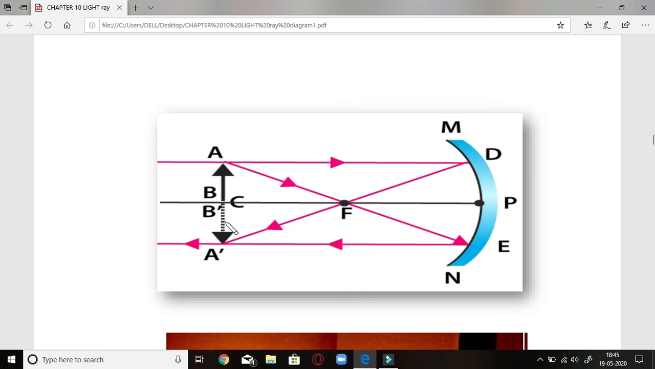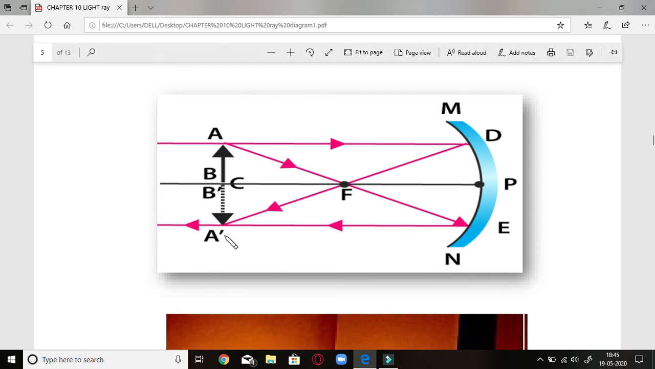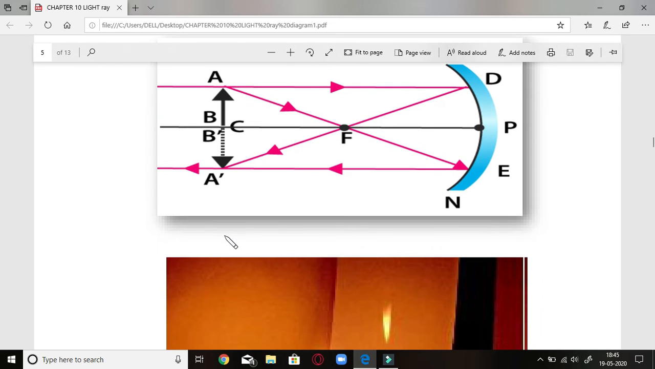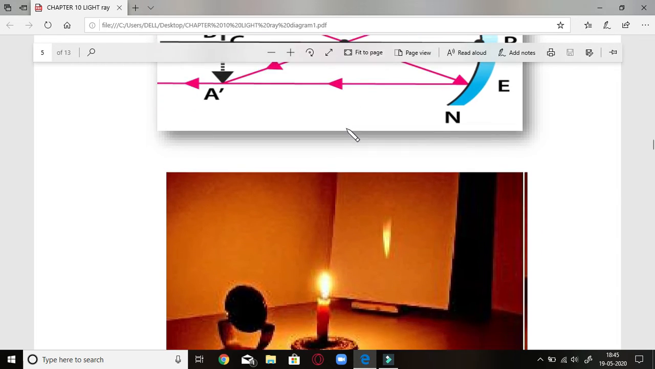Size of object and size of image is same. Position of object and position of image is also same. So that is very important when we are asked to find out the focus. Because if you know the center of curvature, with the hint you can easily find out the focus of that concave mirror.